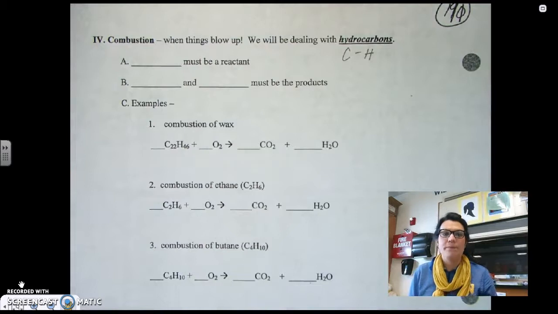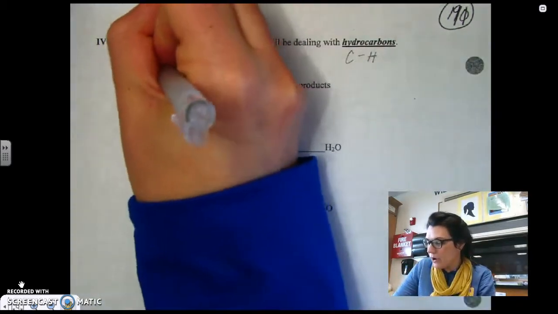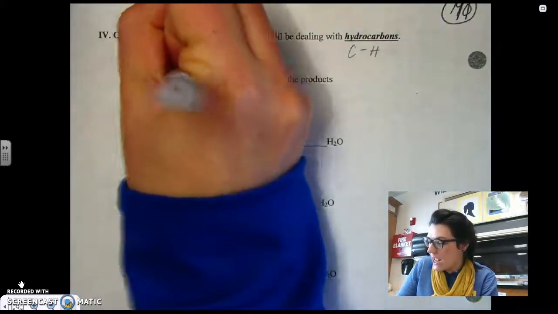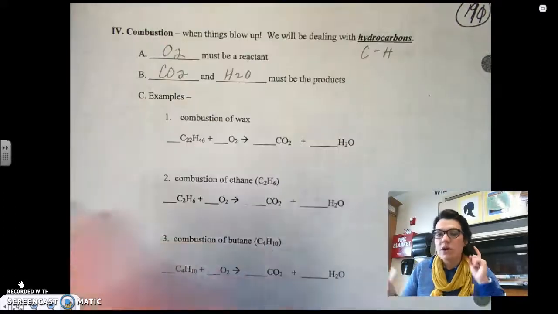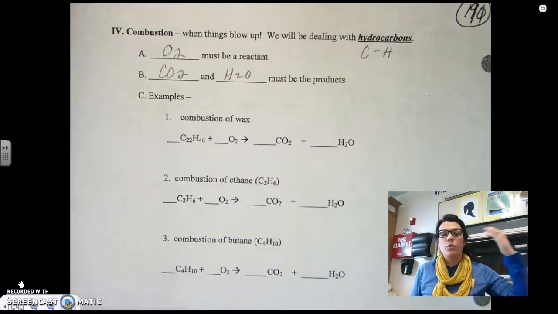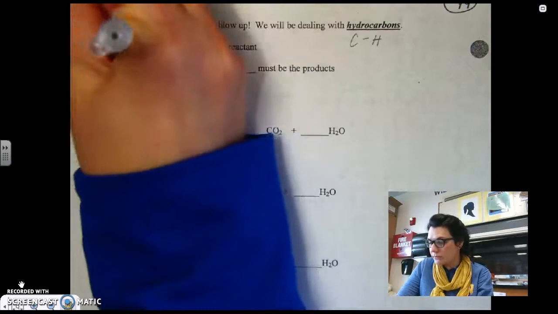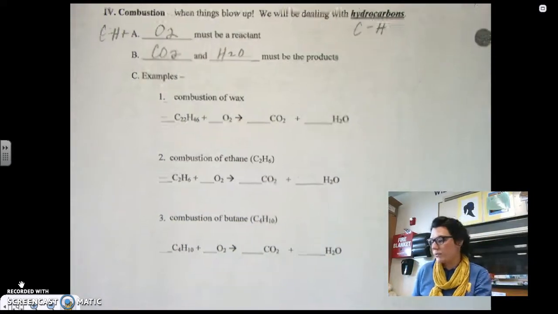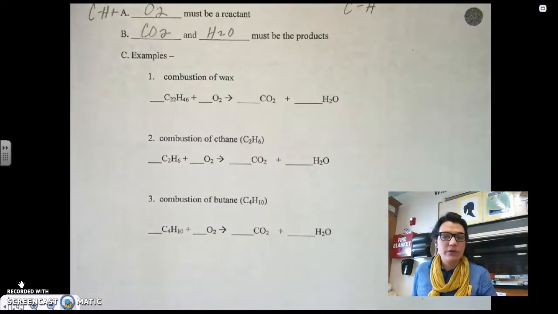Okay, so in this example, oxygen must be a reactant because we need oxygen present in order for a combustion reaction to occur. And carbon dioxide and water will always, always, always be the products. So we'll always have this CH plus this O2 creating carbon dioxide and water as the product. Okay, so let's look at some examples. These guys tend to be a little bit more difficult to balance, but I'm going to show you a trick to kind of help you out.